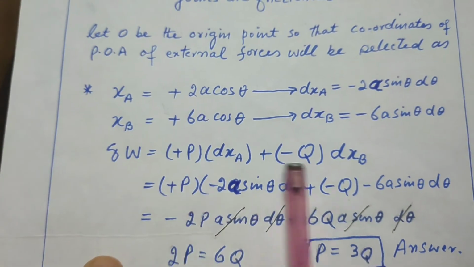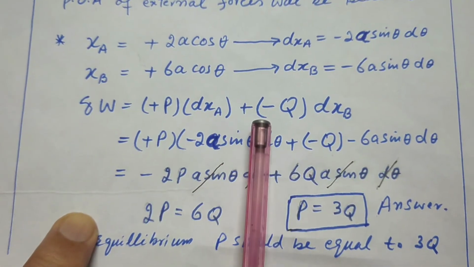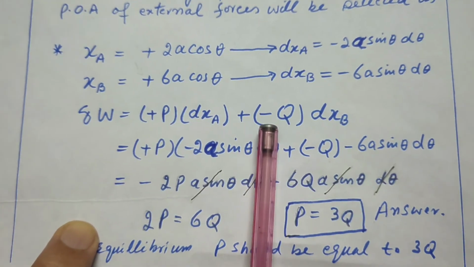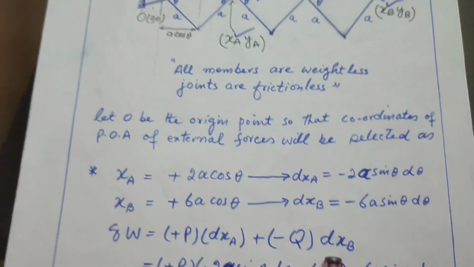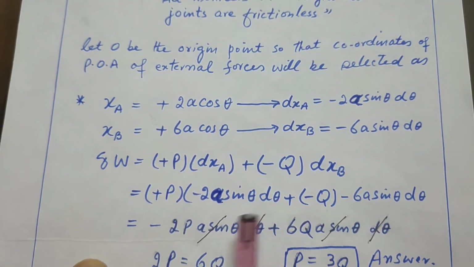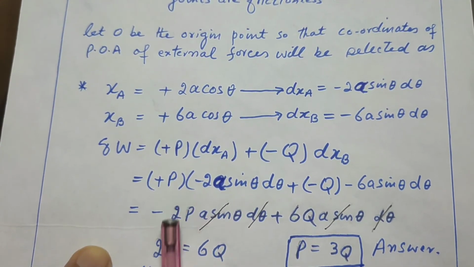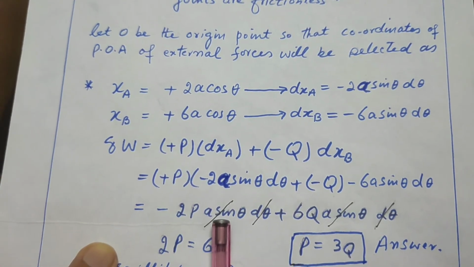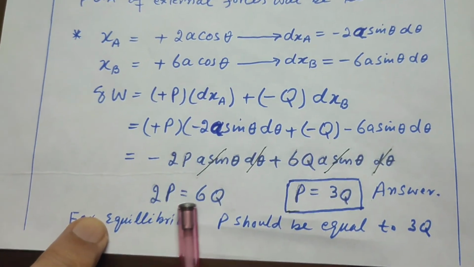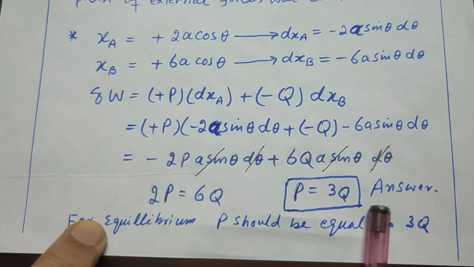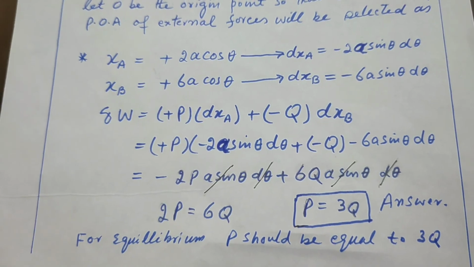Applying the virtual work equation, P force into virtual displacement dxa plus Q, the sign of Q will be minus, it's acting leftward, into dxb virtual displacement. Put the value of dxa and dxb in this equation, and cancelling the common values, after simplifying it becomes 2p is equal to 6q and p is equal to 3q. So for equilibrium, p should be equal to 3q.